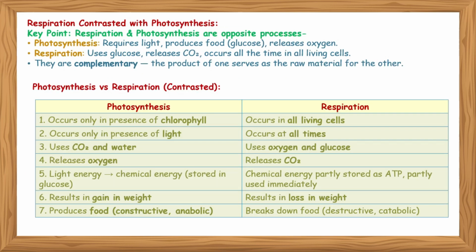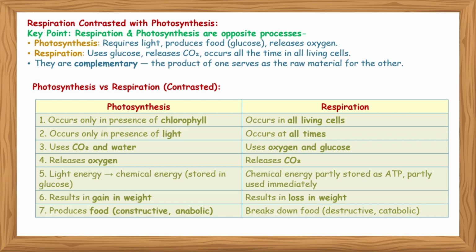Respiration contrasted with photosynthesis. Respiration and photosynthesis are opposite processes. Photosynthesis requires light, produces food or glucose and releases oxygen, but respiration uses glucose and releases carbon dioxide, and occurs all the time in all living cells. So they are complementary, in that the product of one serves as the raw material for the other.